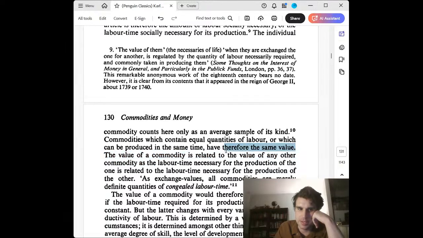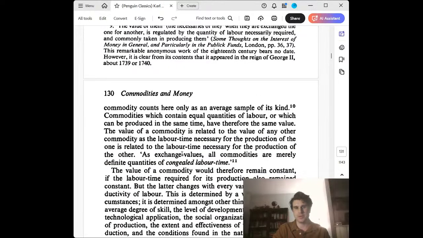The value of a commodity is related to the value of any other commodity, as the labor time necessary for the production of the one is related to the labor time necessary for the production of the other. All right. So, how much time does it take me to make this? How much time does it take me to make that? That's how their values relate to each other.